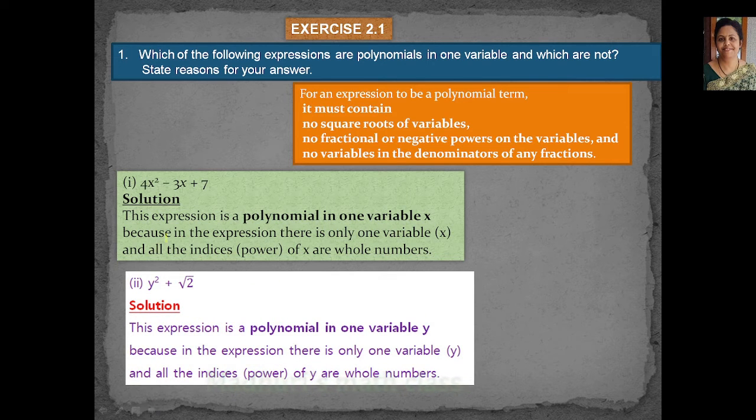Second one, y squared plus root 2. Here only one variable y and the power of y is a whole number. It is not a root, not a fraction or not a negative number. So it is a polynomial in one variable y. This expression is a polynomial in one variable y because in the expression there is only one variable y and all the indices powers of y are whole numbers.